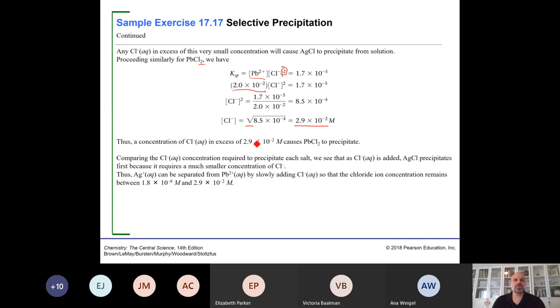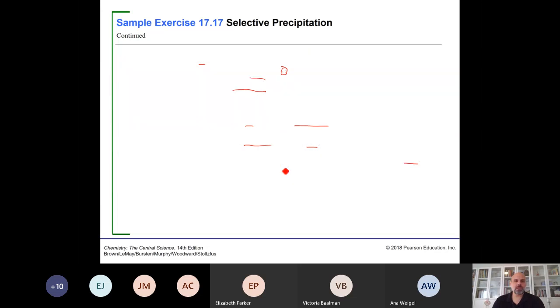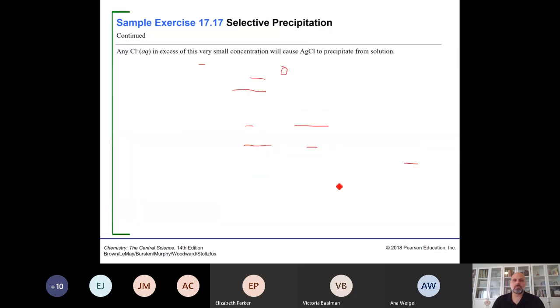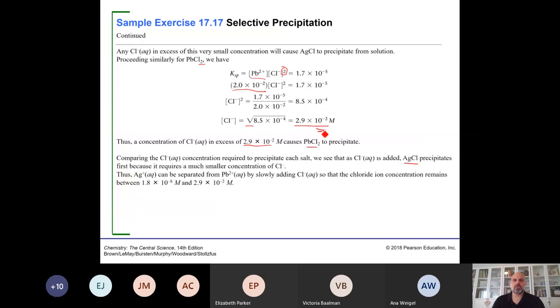So thus a concentration of chloride in excess of 2.9 times 10 to the minus 2 molar causes the lead chloride to precipitate. Comparing the chloride ion concentration required to precipitate each salt, we see that as chloride is added, silver chloride is going to precipitate first because it requires a smaller concentration of chloride. We can look back here, that's 10 to the minus 8 versus 10 to the minus 2. So a smaller chloride concentration is required.